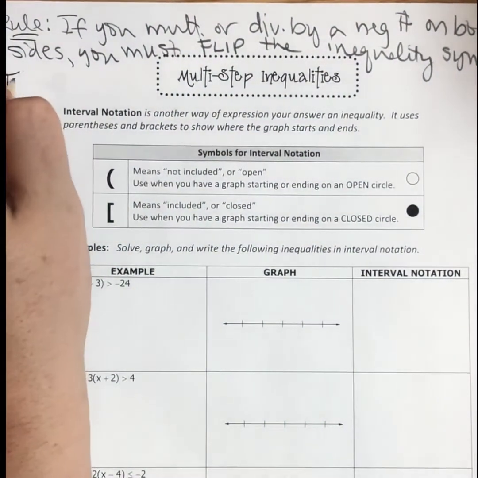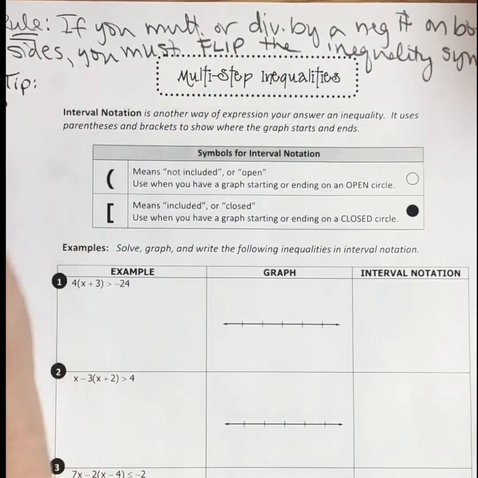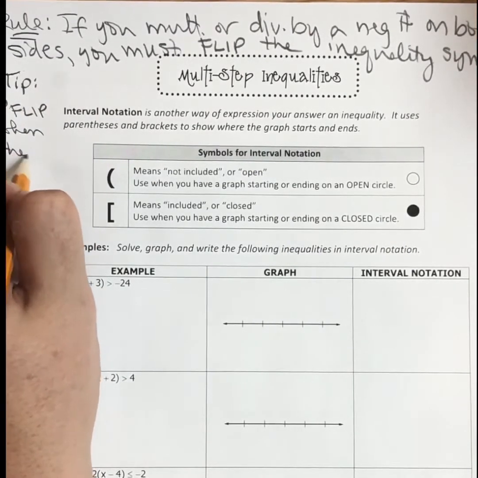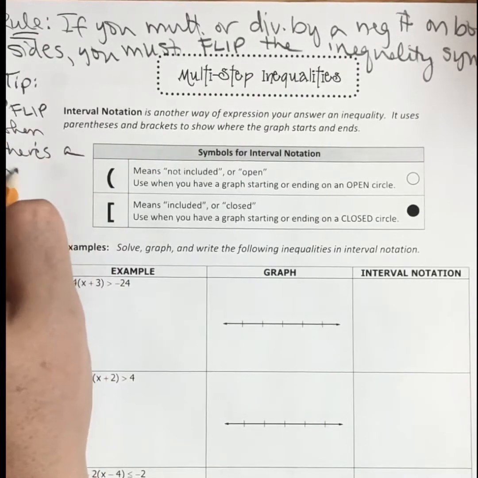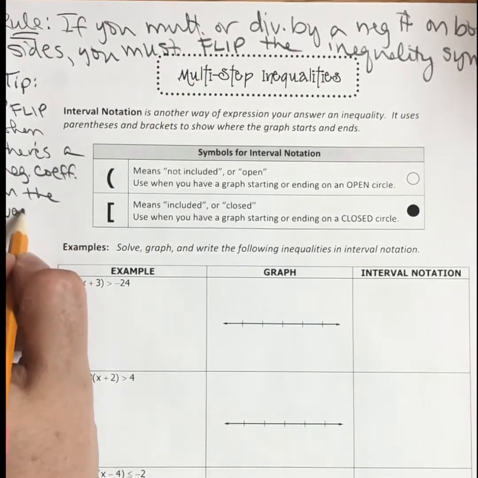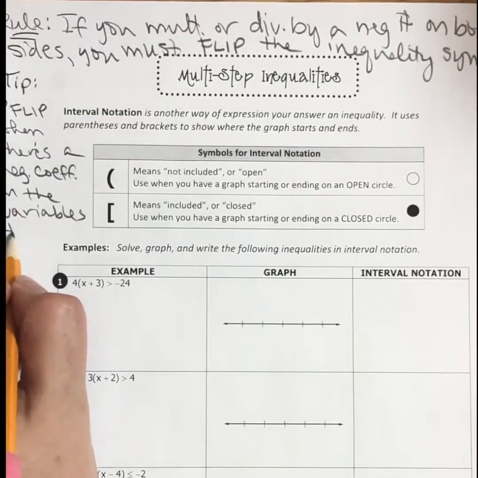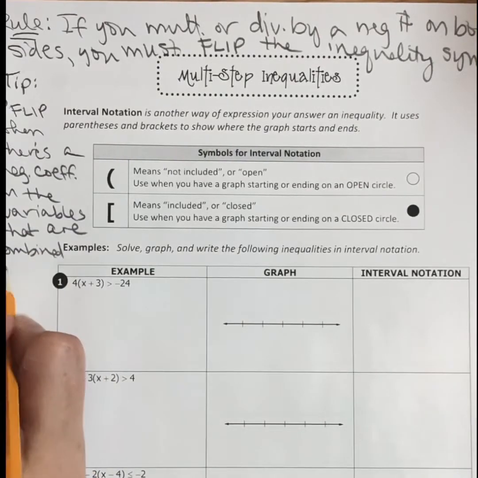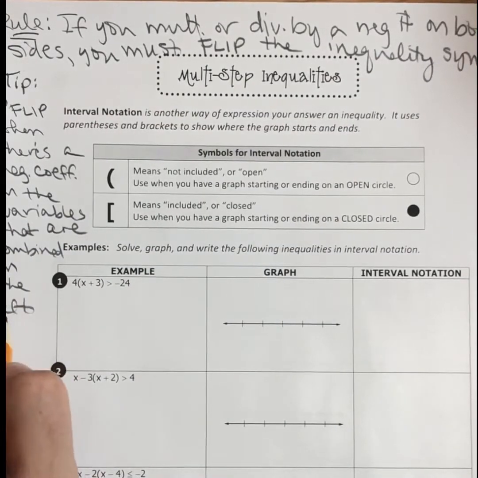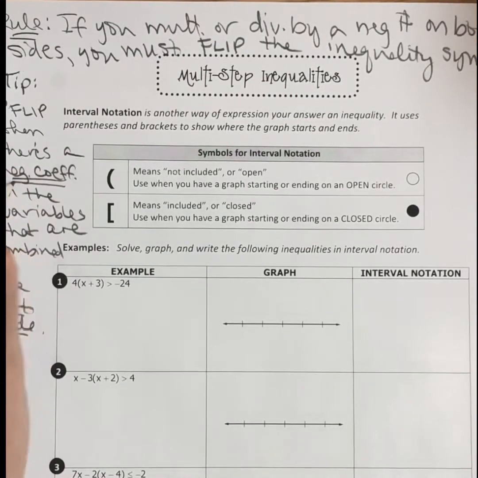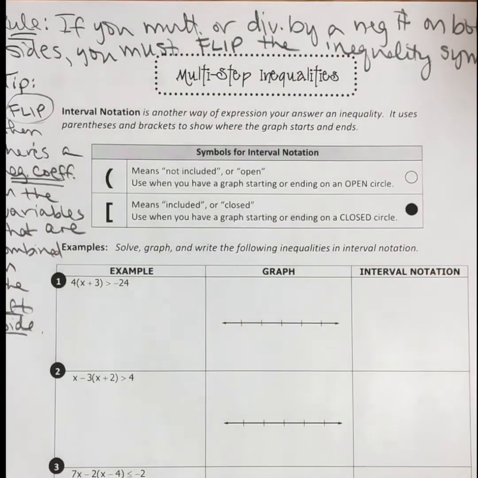Now my tip is you're going to flip when there's a negative coefficient on the variables that are combined on the left side. So basically, once you get all your variables on the left side, if the coefficient is negative, you're going to end up flipping the inequality symbol.